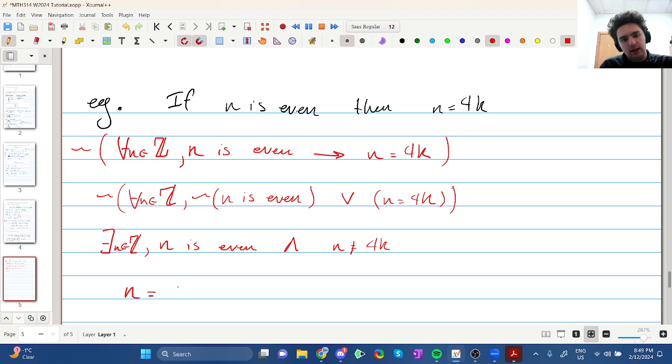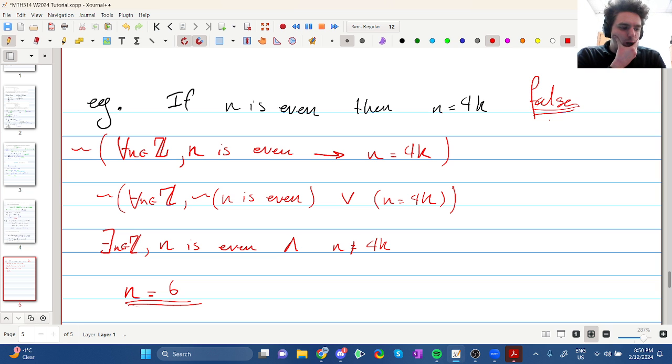So n is even, n is not 4k, like n equals 6, for example. N equals 6 is even, but it is not equal to a multiple of 4. So you're done. So this statement is false. Okay, that's that. So next part.